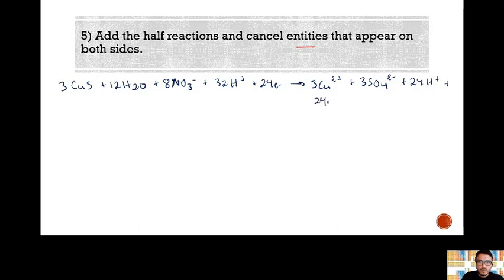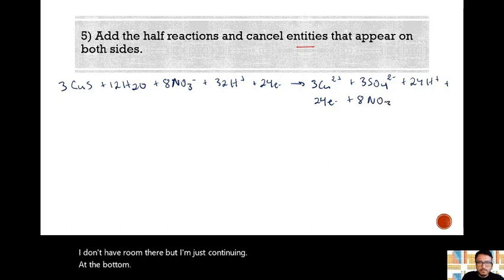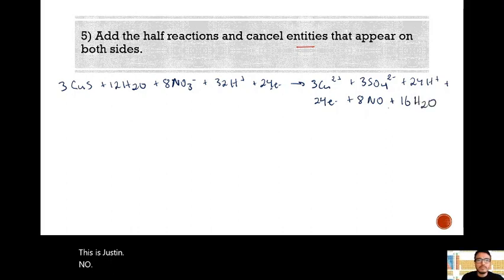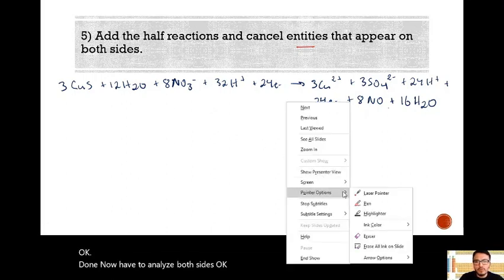Ran out of room there, but I'm just continuing at the bottom. This is just an NO. Okay, done. Now I have to analyze both sides. Okay, and here's where I'm going to change colors so you can see what I'm going to cross out.